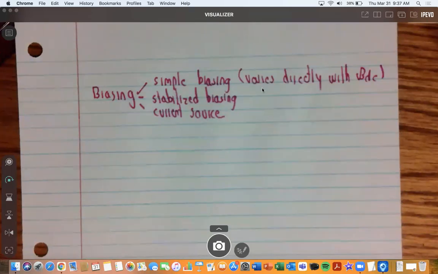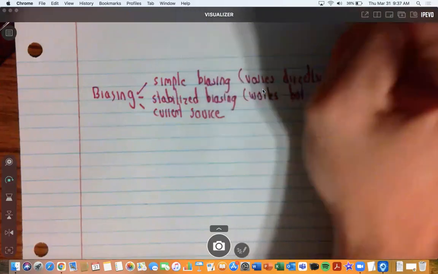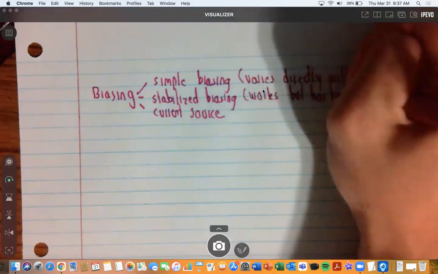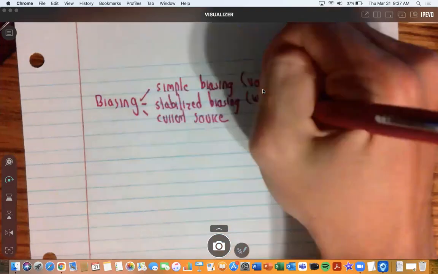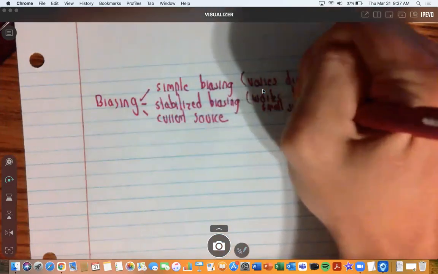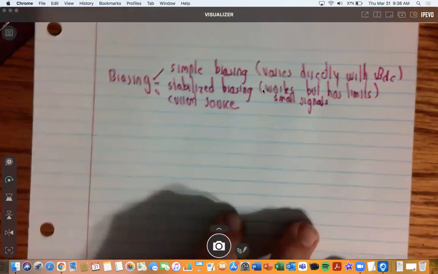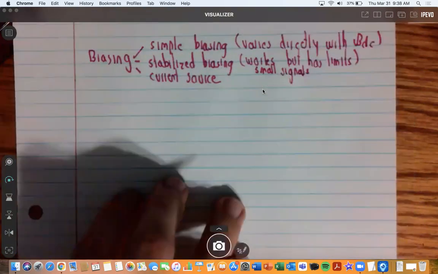And then for stabilized biasing, it basically works, but it does have some limits. You're going to see that we're going to use stabilized biasing with small signals, so this is for small signal as well. The current source we haven't covered yet, but those are just the main two types of biasing that we go over in this course, the simple and stabilized.